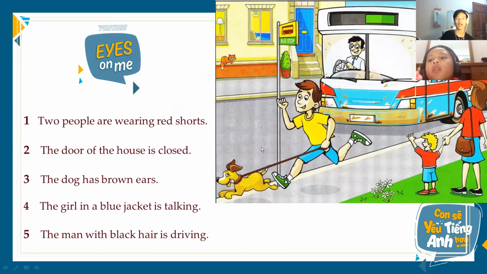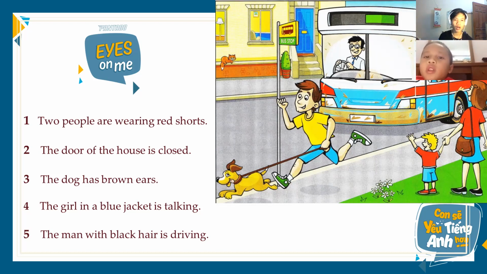Now, let's look and write. Number one, two people are wearing red shirts. Yes or no? Yes.